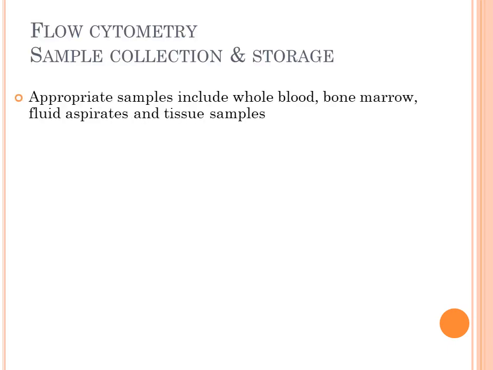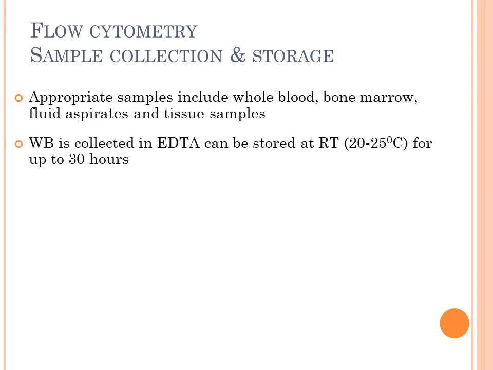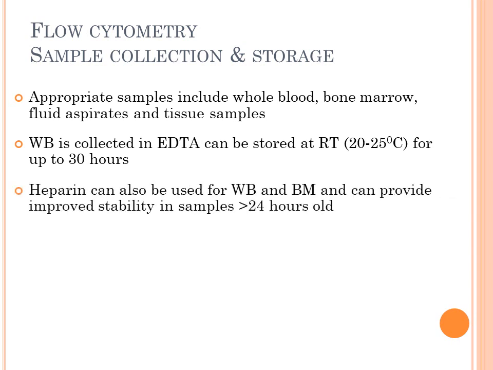Specimens that can be used for flow cytometry analysis include whole blood, bone marrow, fluid aspirates, and tissue samples. Whole blood is typically collected in EDTA, stored at room temperature for up to 30 hours. If the storage time is expected to be longer, it may be preferable to use heparin for whole blood, and heparin is also used for bone marrow.